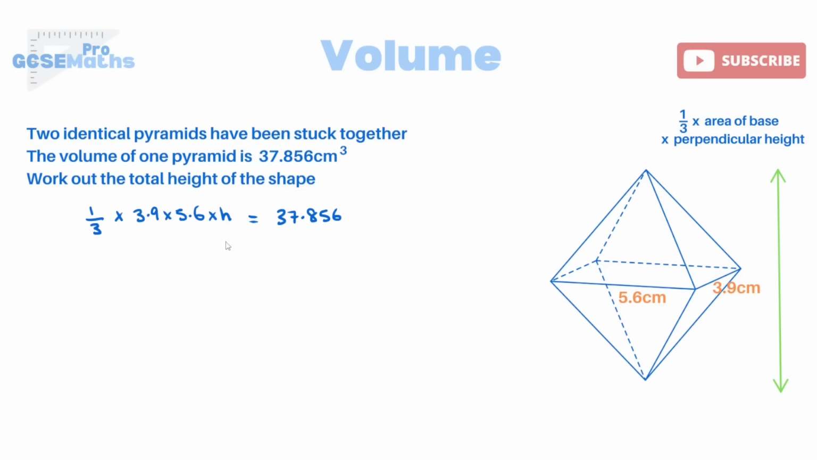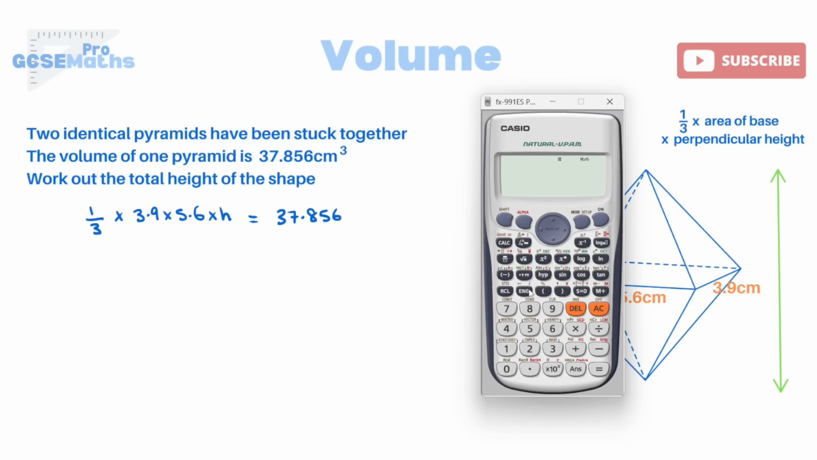So similar to the previous question, I just want to work out the height of one pyramid, and then to get the total shape, I would just need to double it because there are obviously two pyramids. So for this one, let's say I divided each of these three parts separately. I'll just show you on the calculator. So 37.856 divided by 1/3, or you could times by 3 if you wanted to just get rid of the denominator. That's fine. So you could write that down: 113.568. Then divide by 3.9. It doesn't matter which order you divide it by. 29.12. Divide by 5.6. 5.2. So the height is 5.2.